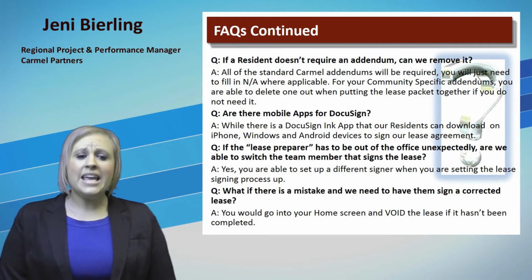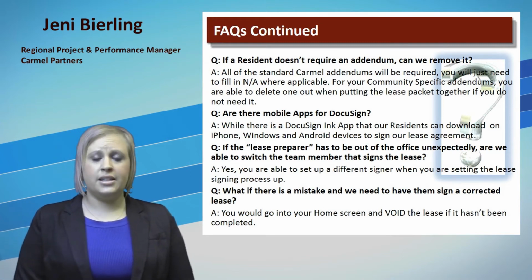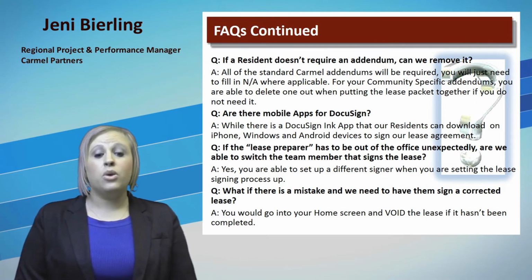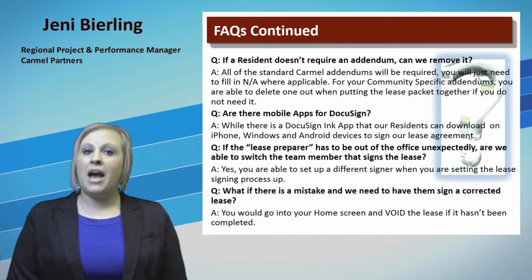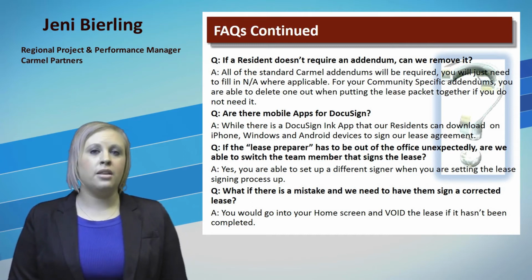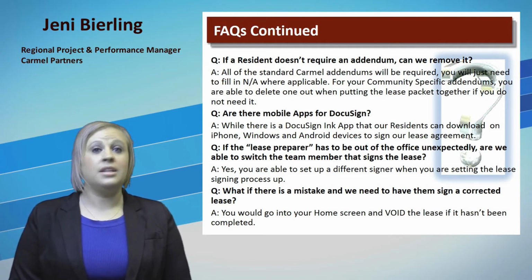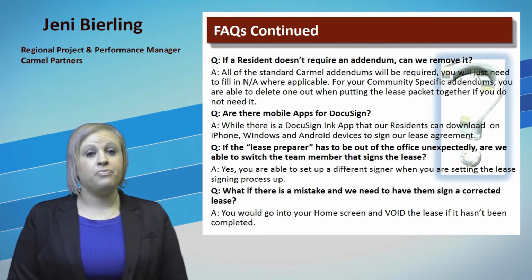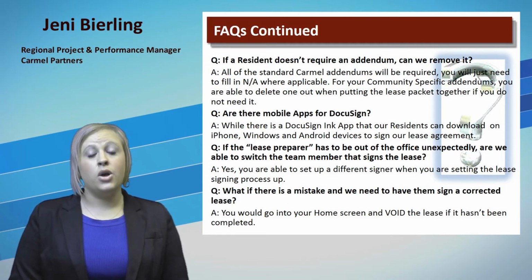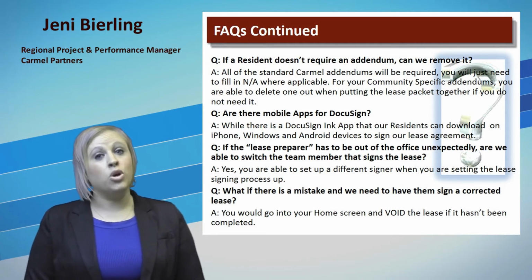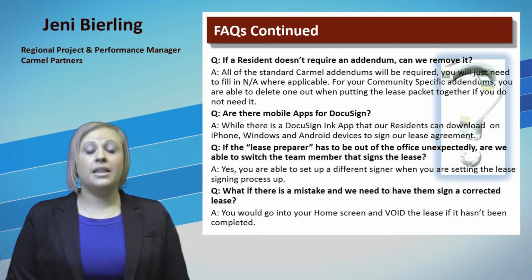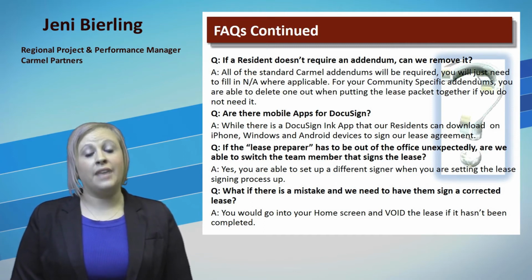What if there's a mistake and we need to have them sign a corrected lease? That's more than okay. We're bound to make mistakes, especially when it comes to this detailed paperwork. There will be an option, as long as the packet is in process, to void the packet and send a new one. And there will be communication needed to be sent to your residents. If the lease has been completed, we aren't able to void it at that moment, but we can send them a new lease document for them to sign the corrected one.